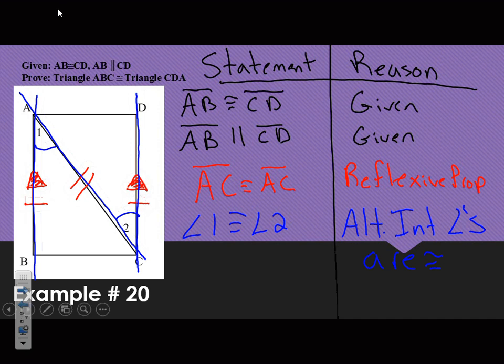Now I have enough information, so I'm going to finish this off by proving that triangle ABC is congruent to triangle CDA. And my reasoning for this one is going to be side, angle, side.